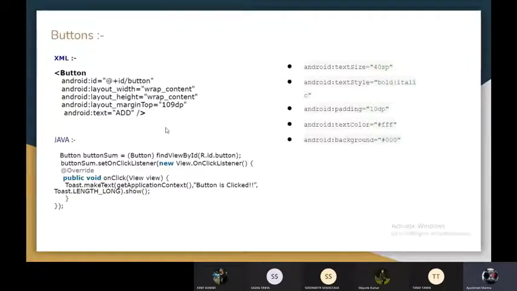So we have to write button and we have to give its width and height. These two are compulsory. Without this, we cannot write our code for button. And then the text attribute gives what we have to write on that button. Like in this case, we are writing add on that button section.